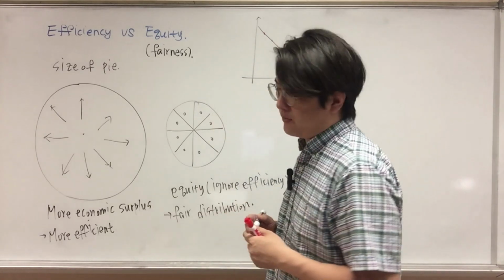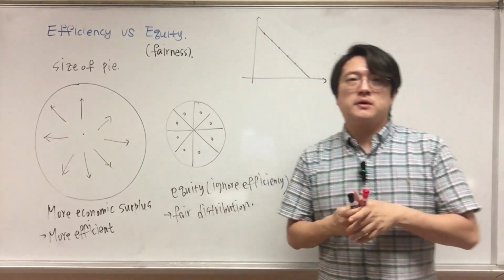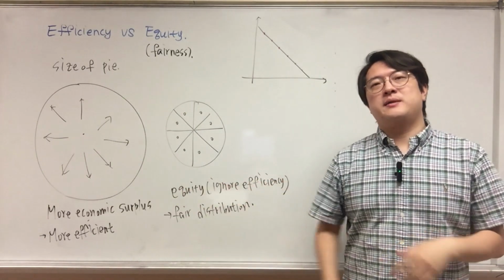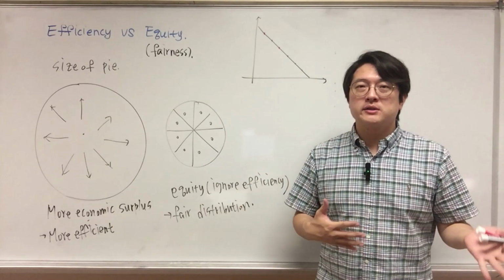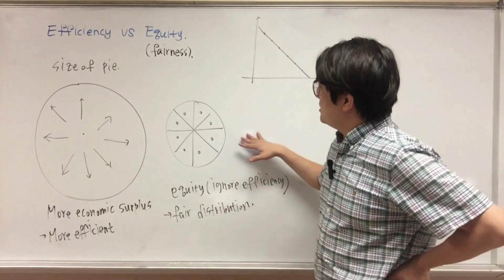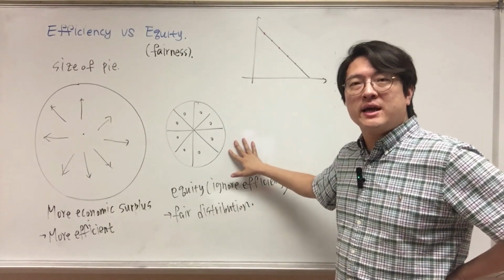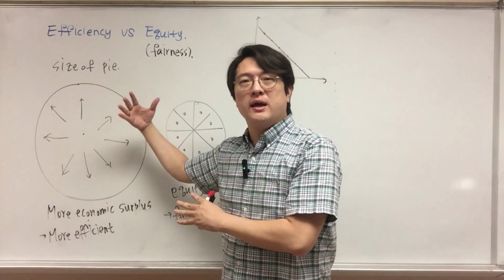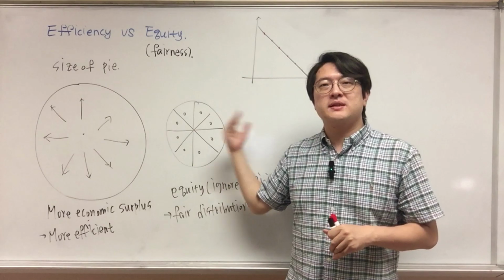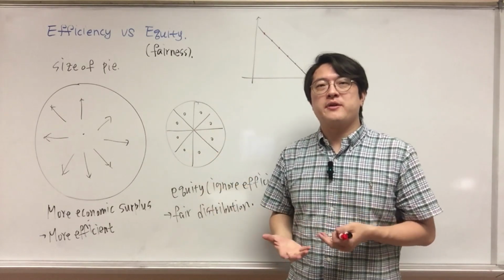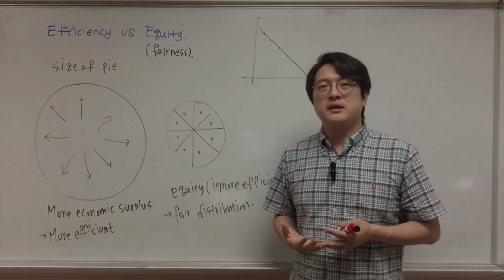So this is the equity. These two things are very important political issues. One side would like to distribute equally. On the other hand, others would like to expand the pie, right? So in terms of these kinds of issues, you can think about which one is better.